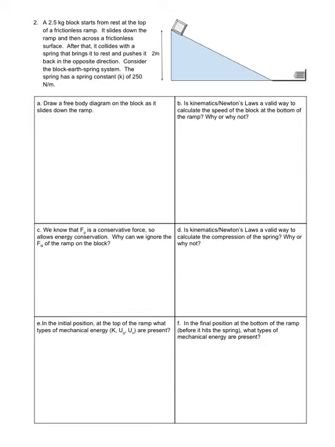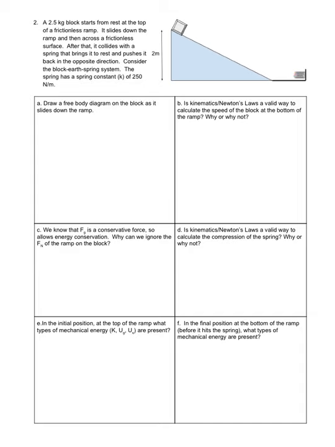And here we go. So we now have a 2.5 kilogram block starting from rest at the top of the frictionless ramp. Again, frictionless. It slides down the ramp and then across a frictionless surface. So you can see that it's going to go down the ramp, and then it gets down here, and then it's going to slide across that surface, and then eventually it's going to collide with this little spring down here that's going to bring it to rest, and then actually push it back up in the opposite direction.